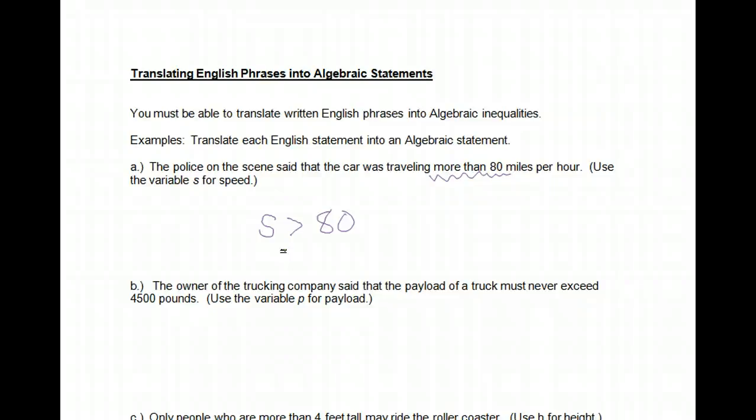Letter B. The owner of the trucking company said that the payload of a truck must never exceed 4,500 pounds. Use the variable P for payload. Pause the recording, write an expression that can represent this situation with an inequality.